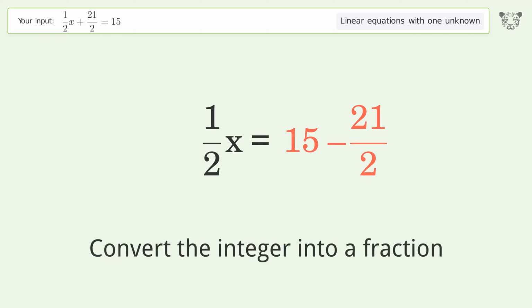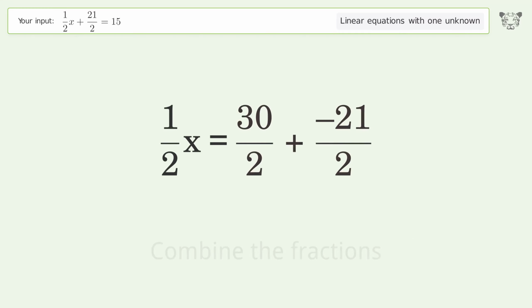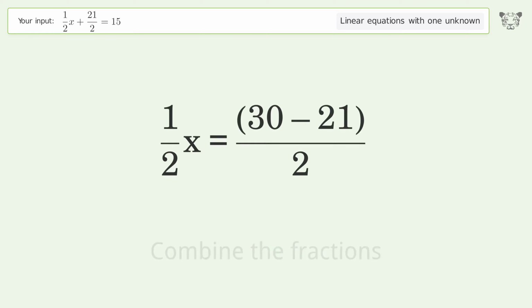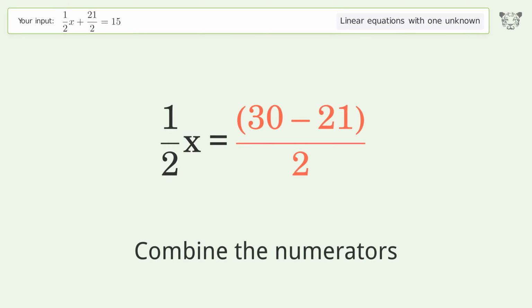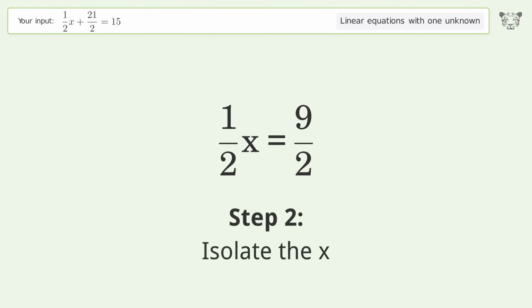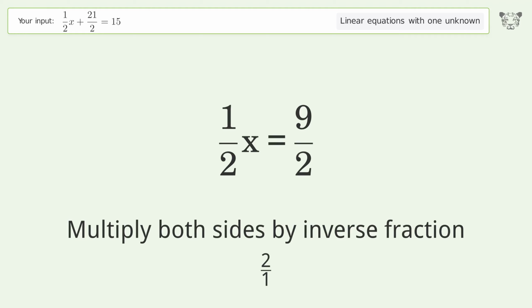Convert the integer into a fraction. Combine the fractions. Combine the numerators. Isolate the x. Multiply both sides by inverse fraction 2 over 1.